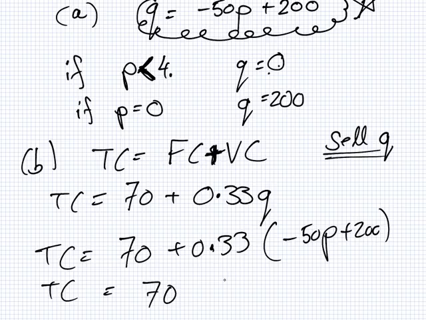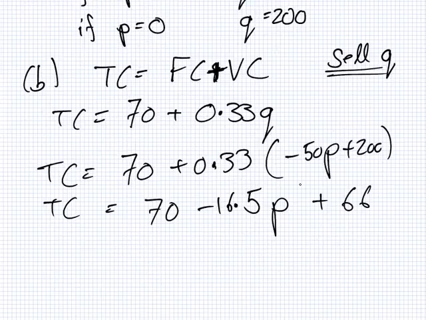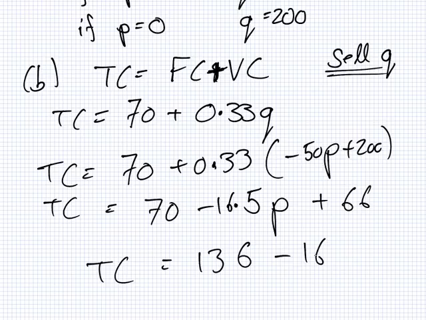Can someone type that in? Is it 16.6 or something? Minus 16.5 P plus 66. Is that right at the end? Yeah. So the total cost is, what's that? 136 minus 16.5 times the price.